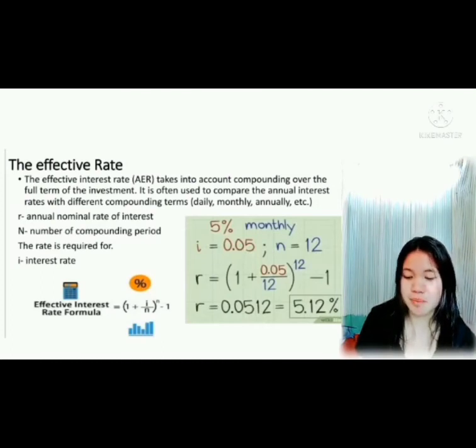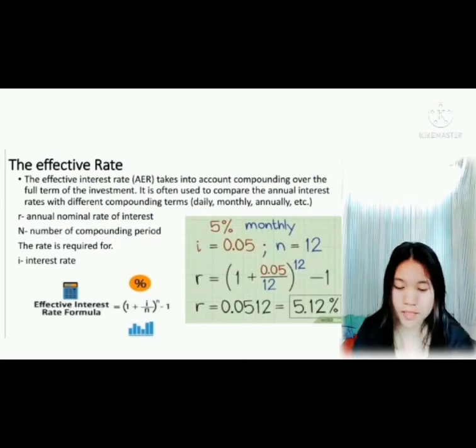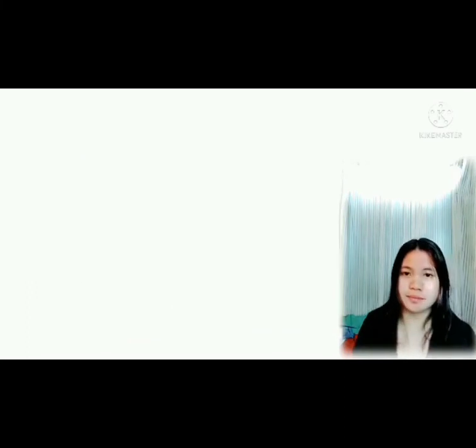Example, monthly compounding at 5%. 5% divided by 12 is equal to 0.05, which is i. Then n is 1 year, or 12 months. Just follow the formula. R equals (1 plus 0.05 divided by 12) to the power of 12, minus 1. So R equals 0.0512, which is 5.12%. Just convert it into percent.